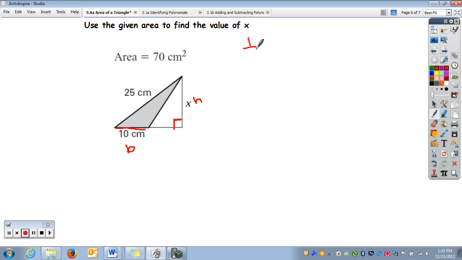So I know 1/2, if I would do my formula, is 10 times x, which I don't know because that's my height, equals, and then I actually know my area is 70 squared centimeters. Well, then I can use this algebra problem, which is 5x equals 70, and comes out to be x equals 14. And then my units on this one is centimeters.